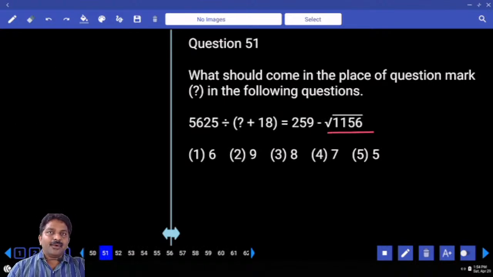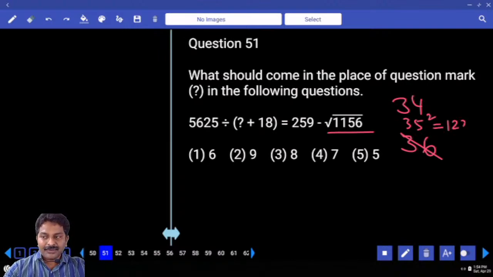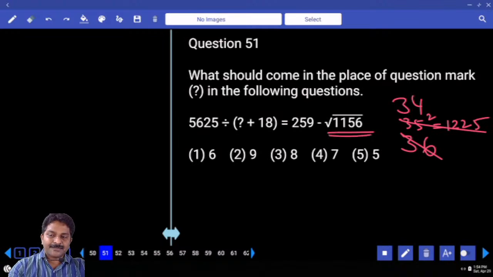1156. What is 40 square? Less than that number only. 30 square. So it may be either 34 or 36 square. Correct? It cannot be 36 square because that is not a 9 multiple. Simple, right? Otherwise unnecessarily you will have to calculate 35 square also. 35 square. 1225. Our number is less than that, hence it cannot be 36. Got it?